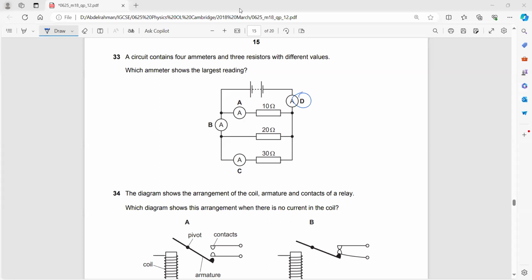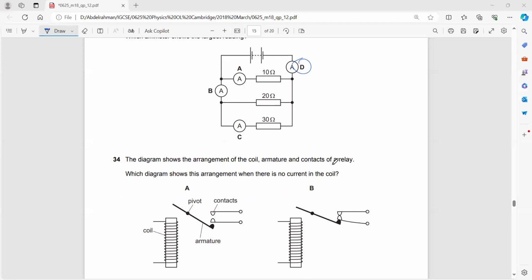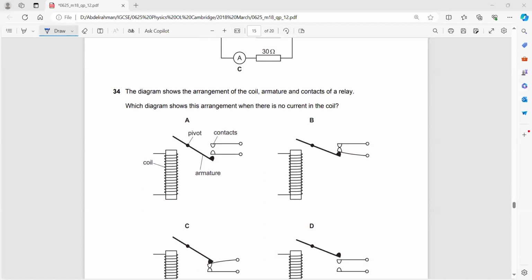Why? Because it's the one nearest to the cell or to the battery. Whenever you have a parallel circuit, what happens? The current gets divided. So A is less, B is less, and C is less. D is the greatest current. Question 34 might be a bit tricky.